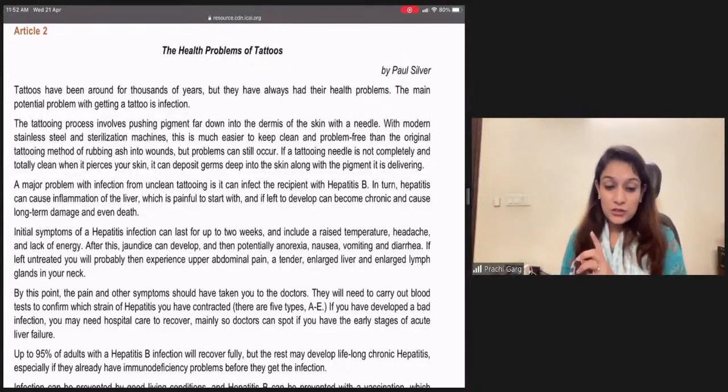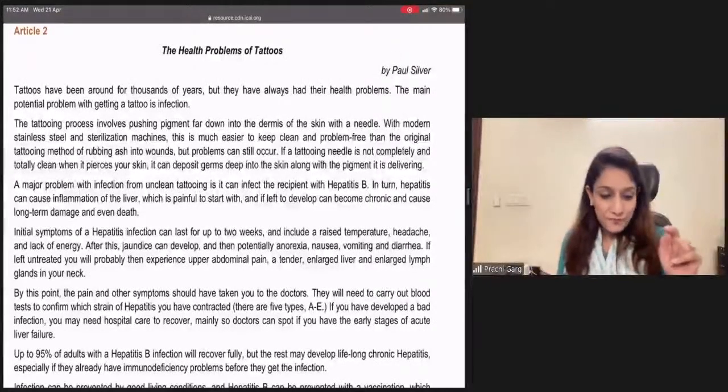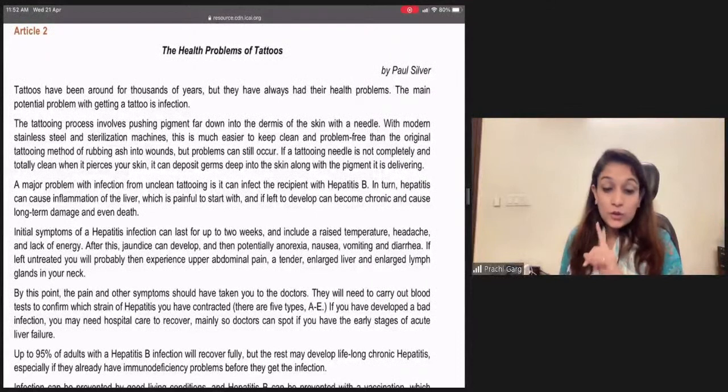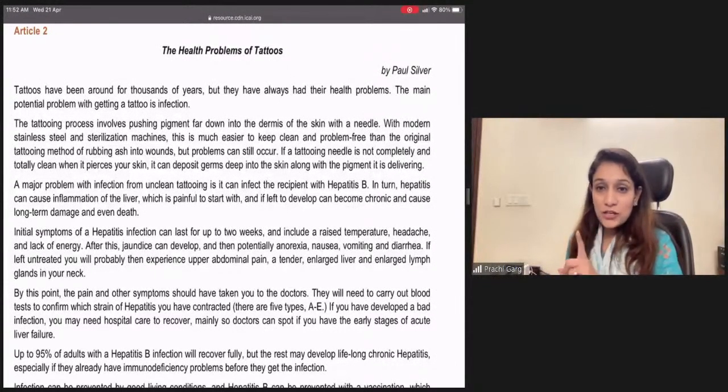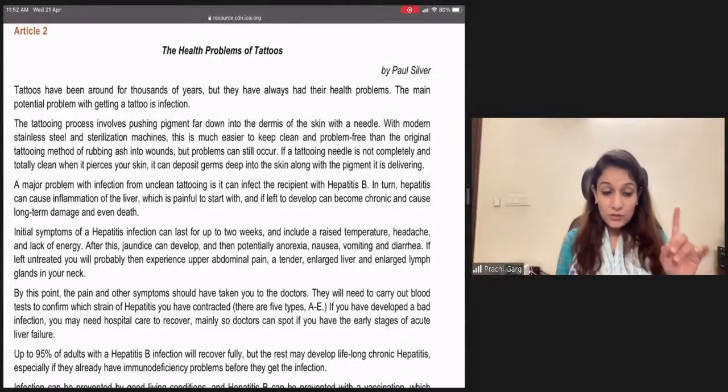Next comes the prevention. Now, if somebody wants to avoid this, what they can do. Infection can be prevented by good living conditions, and please mind you that you can actually control 90% of diseases and illness if you have good living conditions. Hepatitis B can be prevented with a vaccination, which many tattoo artists will have as a preventive measure, as they do not wish to catch hepatitis from their customers, someone who may carry it unknowingly.